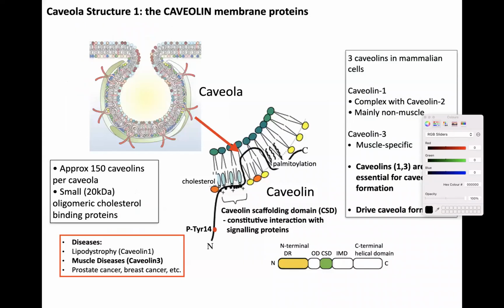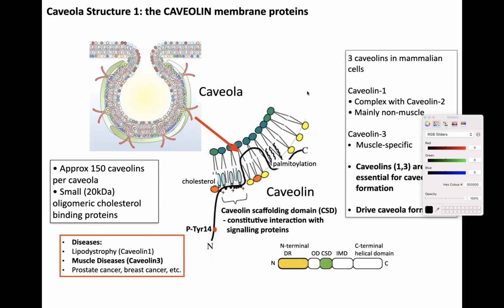So starting with the caveolae then, the caveolin is a small integral membrane protein, about 20 kilodaltons, about 150 of these in a caveolae, so very abundant, and linked to various diseases such as lipodystrophies, where you lose adipose tissue, and muscle diseases. And we believe that caveolin is embedded in the membrane somehow, with the N and the C terminal on the cytoplasmic side. But until recently, we had no real structure of the caveolin. And there are 3 caveolins in mammalian cells, caveolin 1 and 2 together in non-muscle cells, and caveolin 3 in muscle. And we know that if we knock out caveolin 1 or caveolin 3, we lose caveolae.